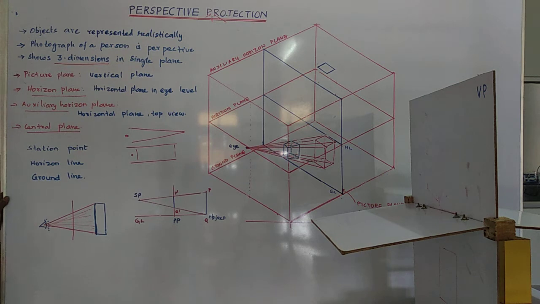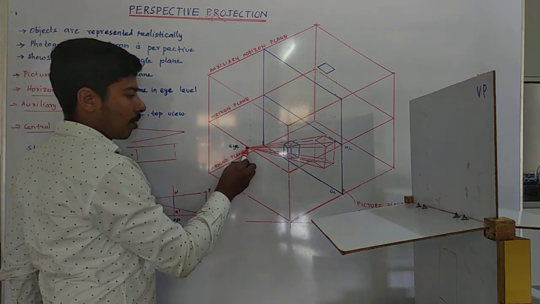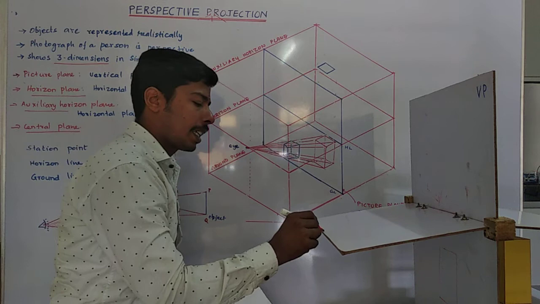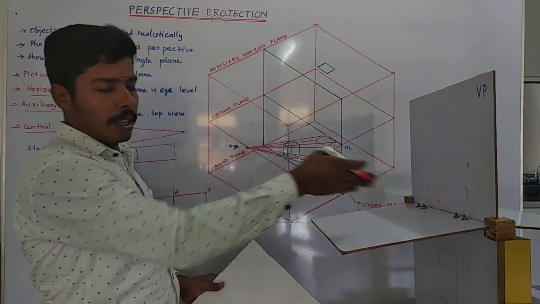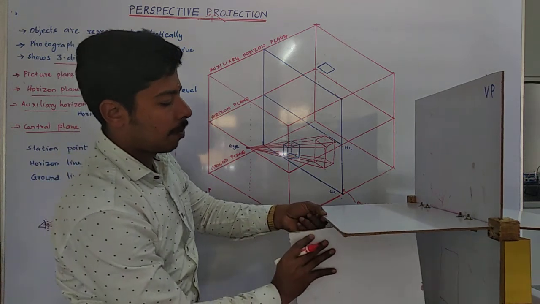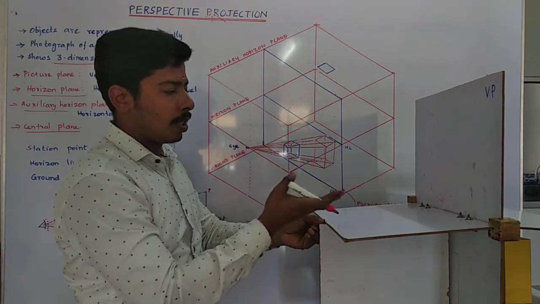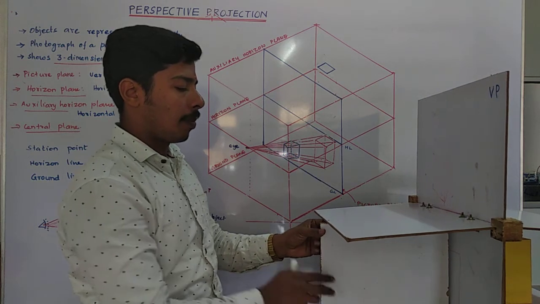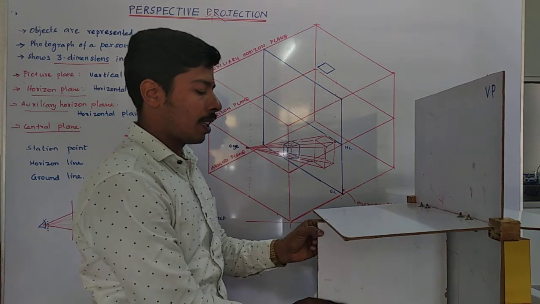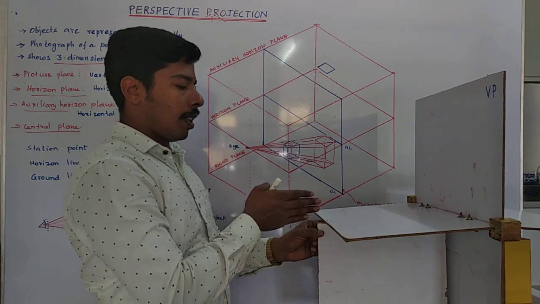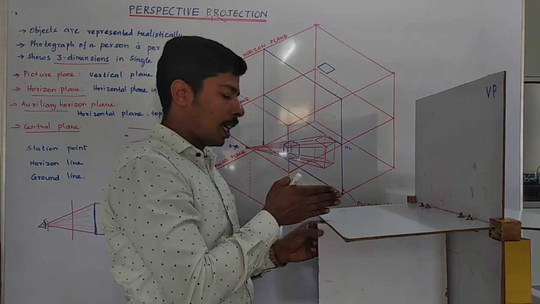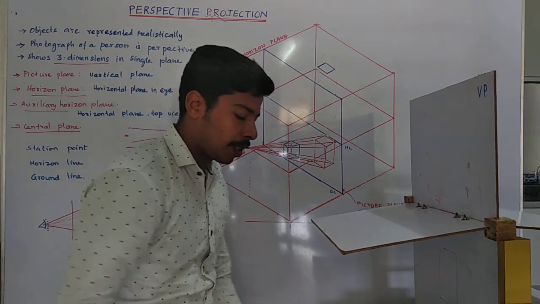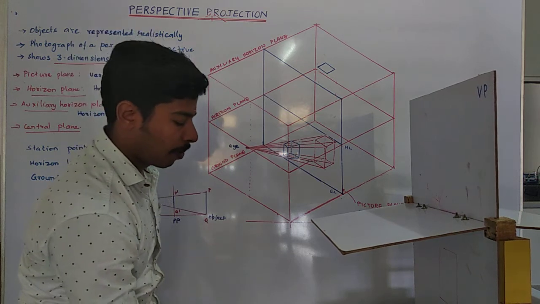Then the central plane. Central plane means it's a vertical plane. Look at this: here I am having an eye, on the horizon plane, and I am looking at an object. At that level, I have a plane, the central plane, which is perpendicular to the horizontal plane as well as this picture plane. It passes through the eye level, the station point. The plane which I am representing is the central plane. So we studied all the planes in the perspective projections.